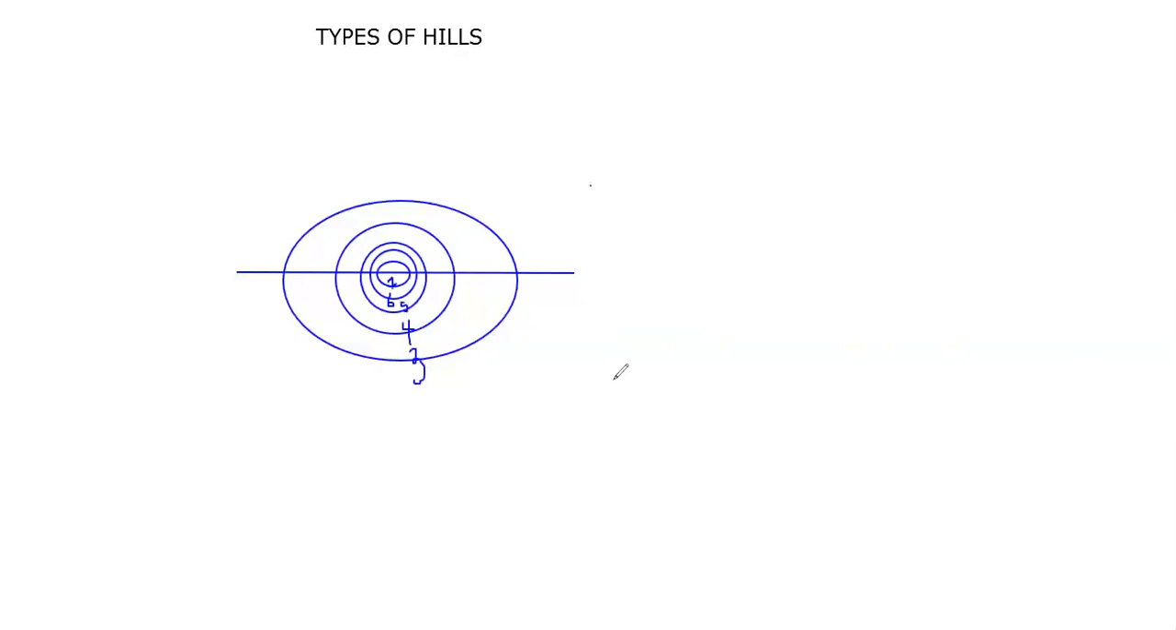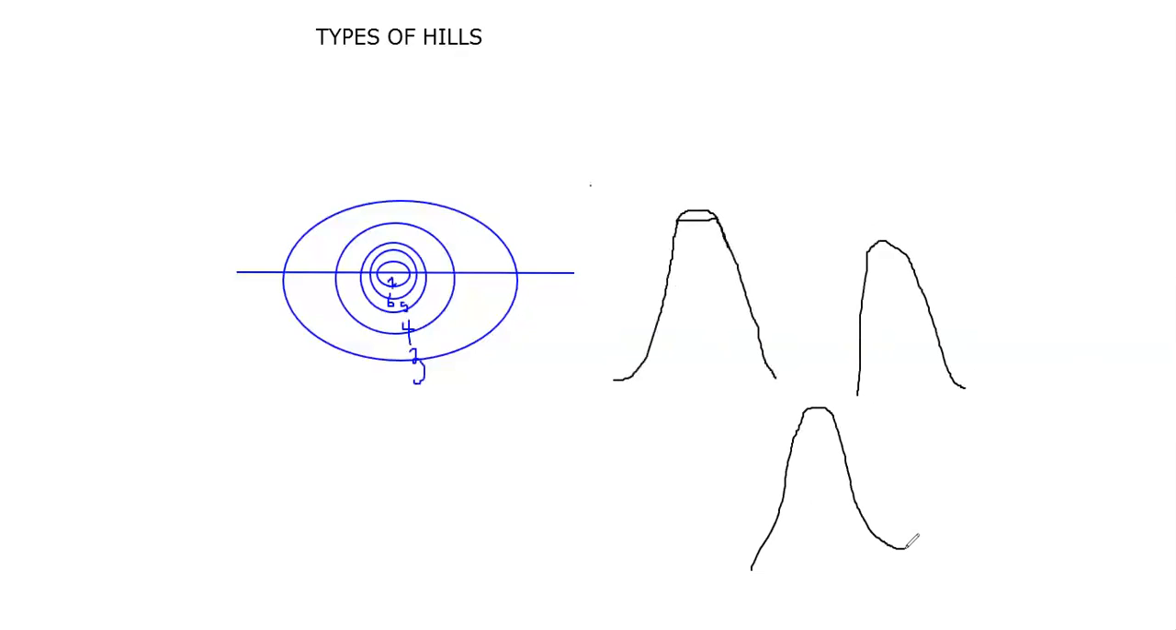On the map, they would look like this. So they are normally cones. Sorry, this should not be so flat. They are normally cones that taper to a point, so they look like cones. These are called conical hills. Write it: conical hills taper to a point.